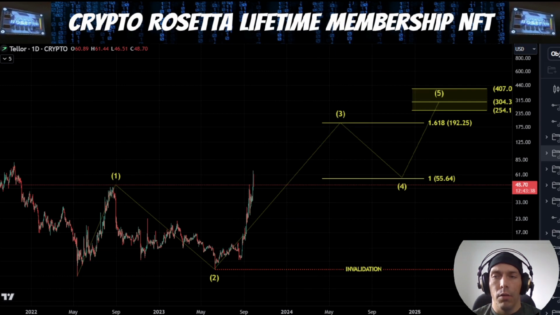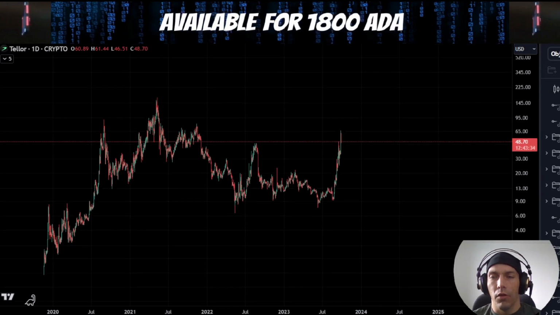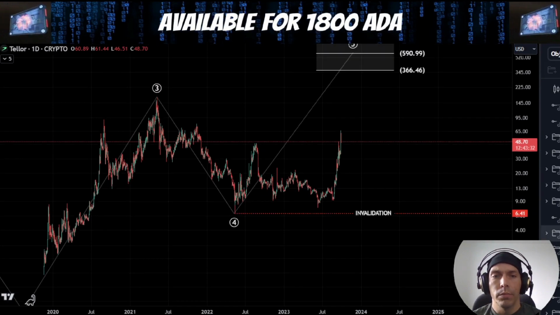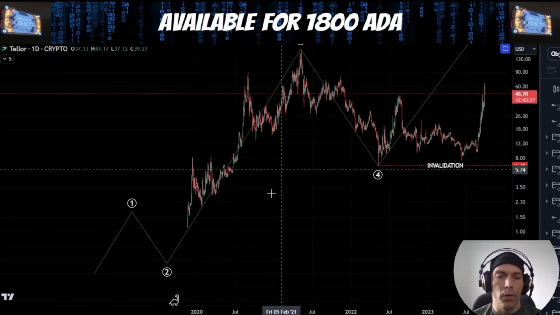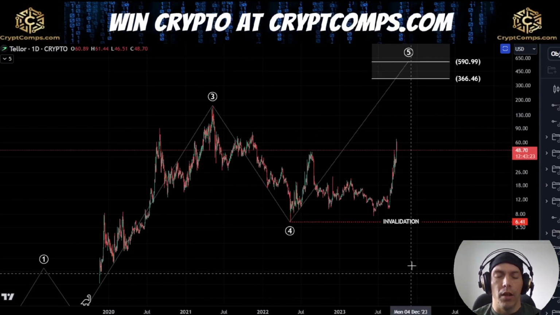Now, the other way that we could argue that this is taking place is that this move could actually already be within a fifth wave. And what we'd then be saying is that potentially, because we don't have all the price history, we could argue that previously here we've had 1, 2, and this was actually our third wave.